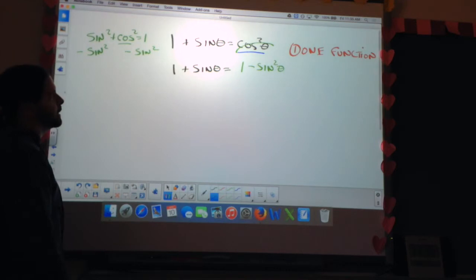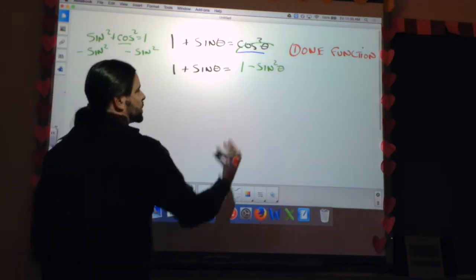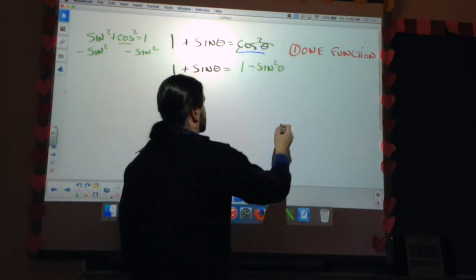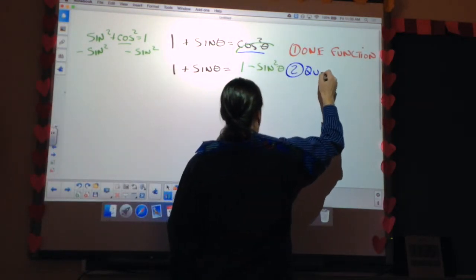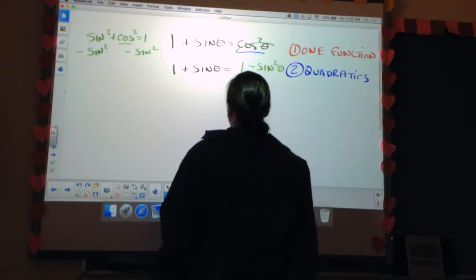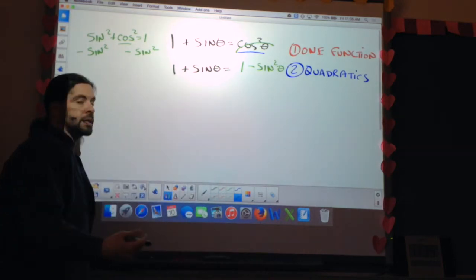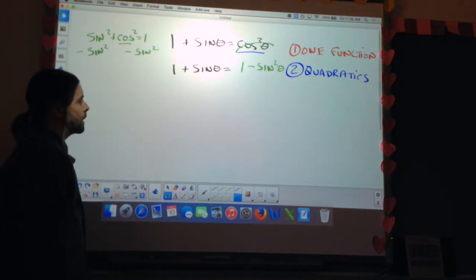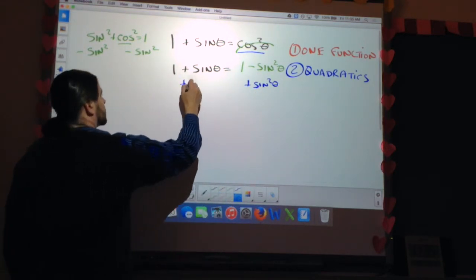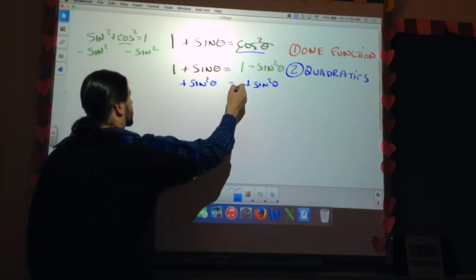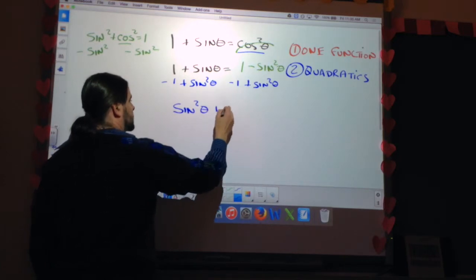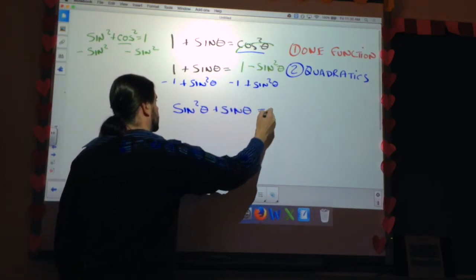Now I can't isolate it like this because these aren't like terms. One's squared and one's not. But what I should be able to do is think that sometimes I'll have to deal with quadratics. And that's what this is. It's a quadratic trigonometric function. And I know how to deal with quadratics. I'm going to set it equal to 0 and I'm going to solve it. So I'm going to add sine squared to both sides and subtract 1. And so what I have is the sine squared of theta plus the sine of theta equals 0.